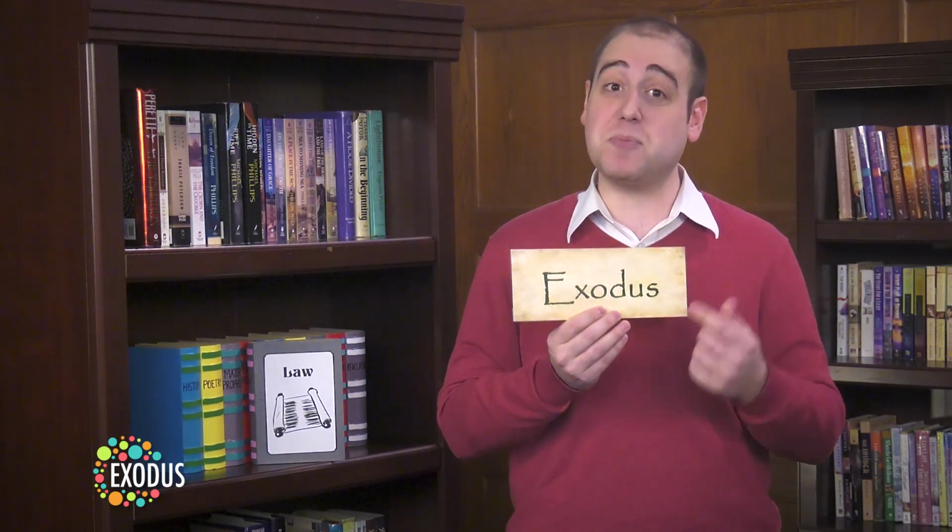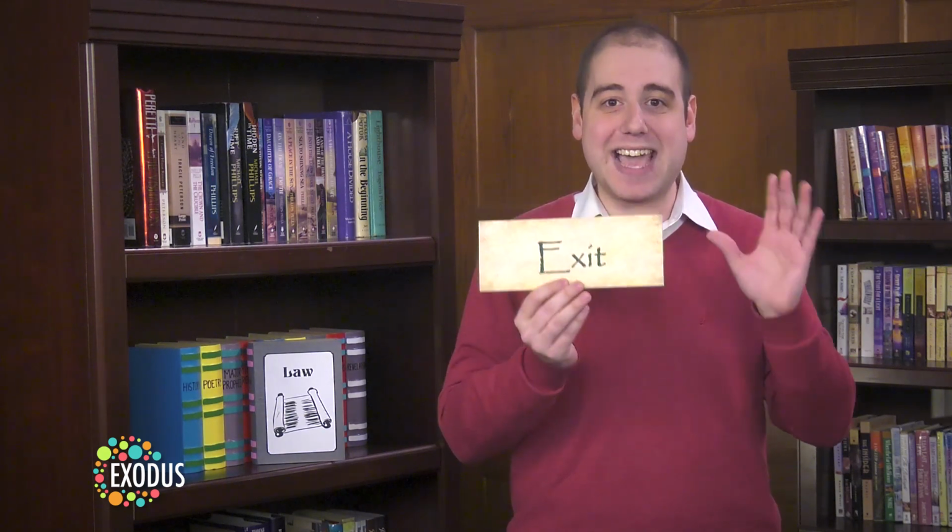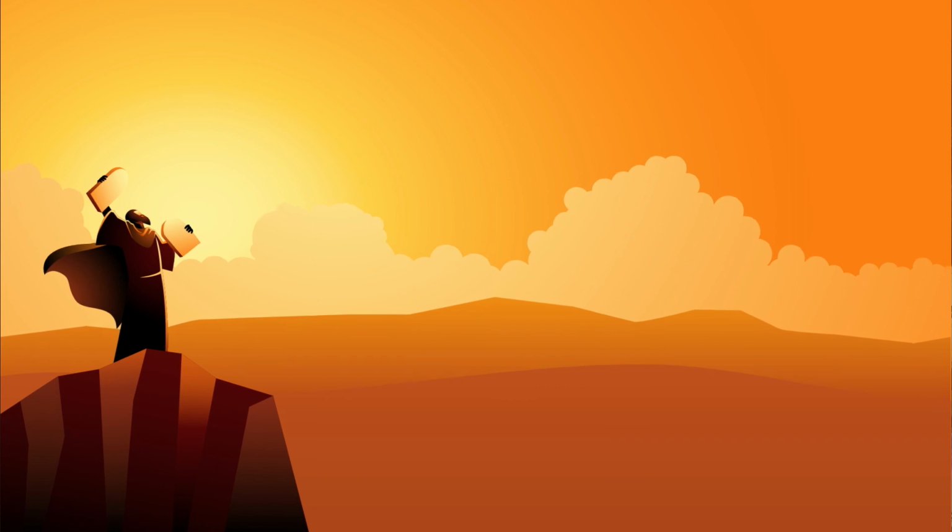Exodus tells the story of Moses and how God used him to lead the Israelites out of Egypt. Children can remember what this book is about by thinking of the word exit. Exodus is also where the 10 Commandments and the instructions for the tabernacle are given.